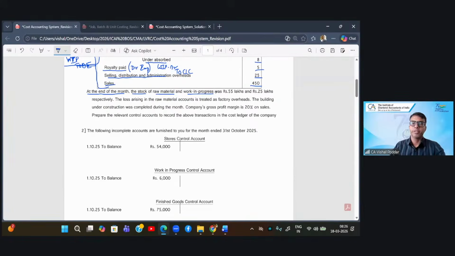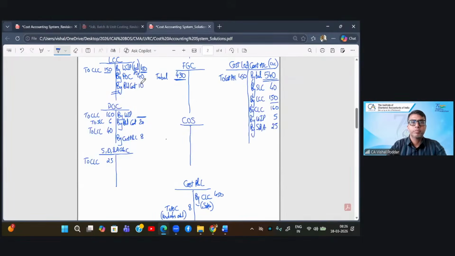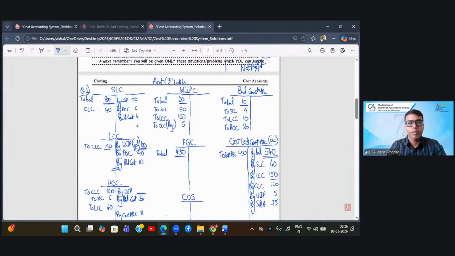Now this is again interesting in this sum. Students, generally closing balances we find out by doing the balancing of the accounts, but here they have given them. It means something else will be your balancing figure. So raw material is 55 and WIP is 25. So let us pass these entries. Raw material is 55, WIP 25.